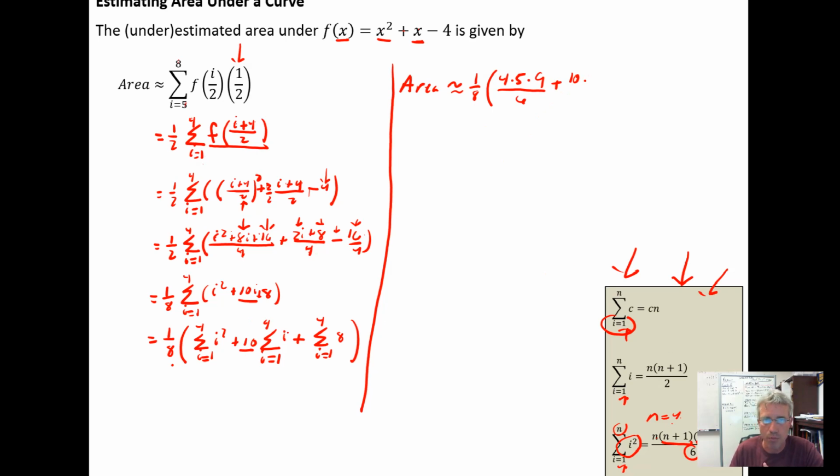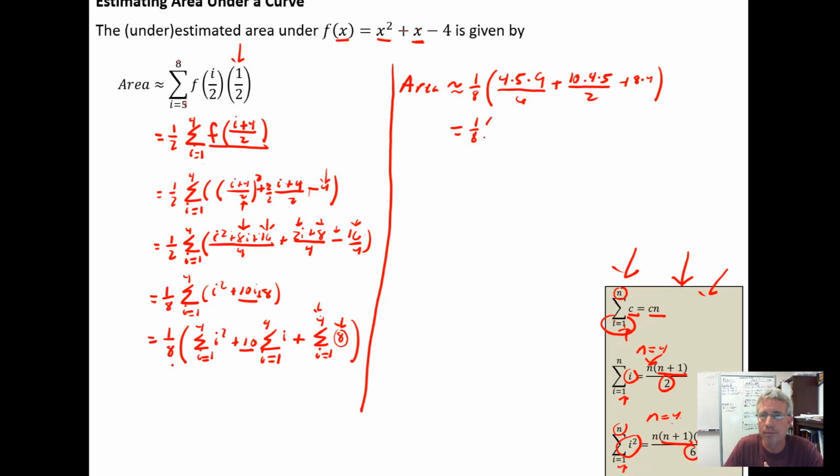and it's 10 times what? Well, this is the sum from i equal 1 to 4 of i, so the sum of the i's when n equals 4 is going to be 4 times 4 plus 1 is 5 all over the 2, plus, now I have the sum from i equal 1 to 4 of a constant 8, and when I have the sum from i equal 1 to n of a constant, I get the constant times n. So in this case, I'm going to get 8 times 4. And now it's just a matter of simplifying things.